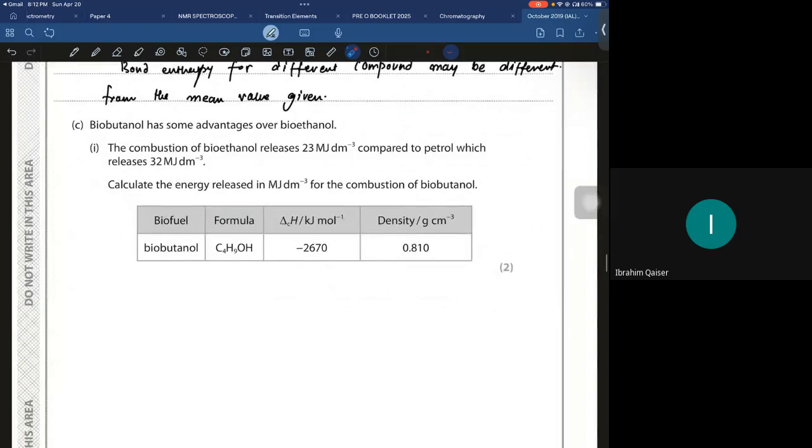See this question. This is of 2 marks. So is it the triangle thing we used to do?